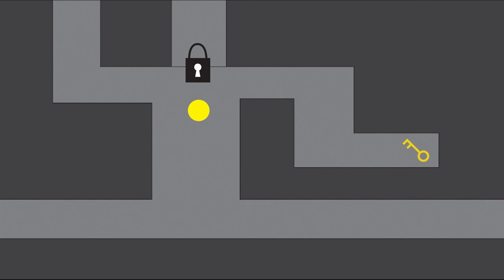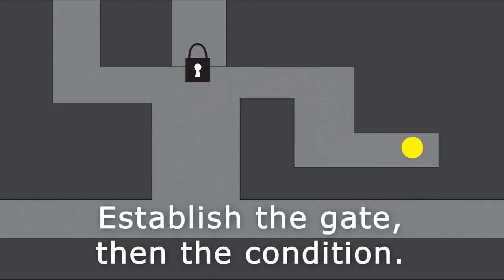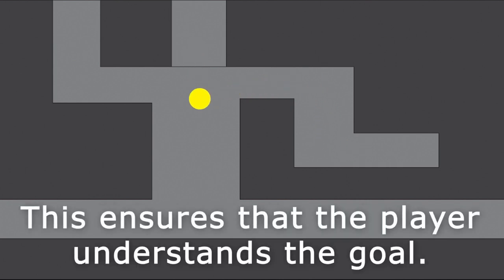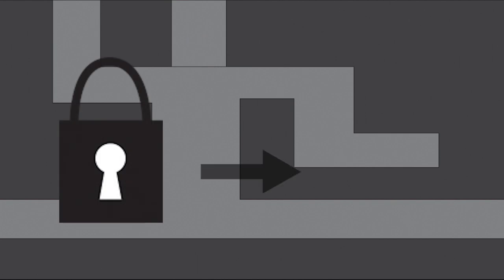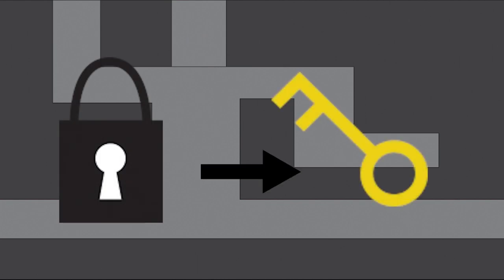When you're implementing gates into your levels, one useful tip that I can recommend is that you establish the gate before the condition. This way you can ensure that the player can easily understand what must be done to unlock it. So simply put, introduce the goal first, then get the player to find out how to achieve it.